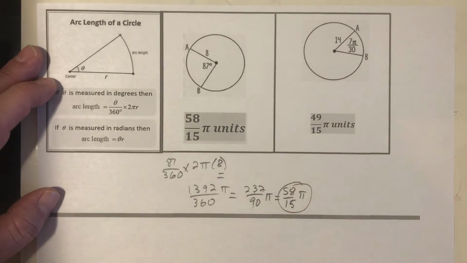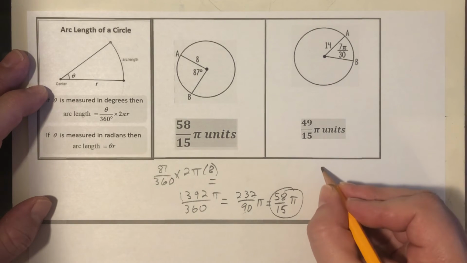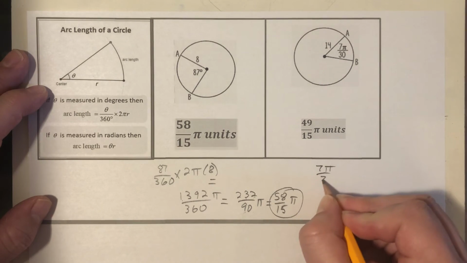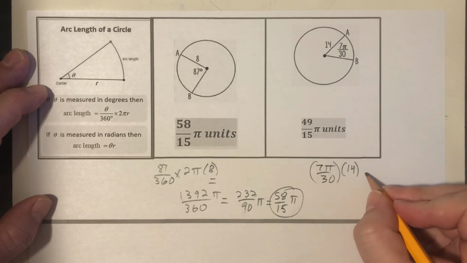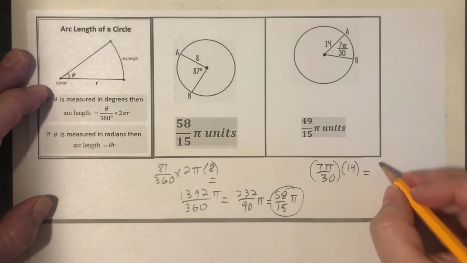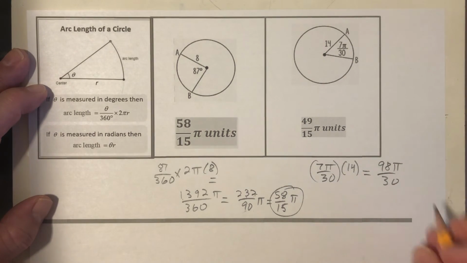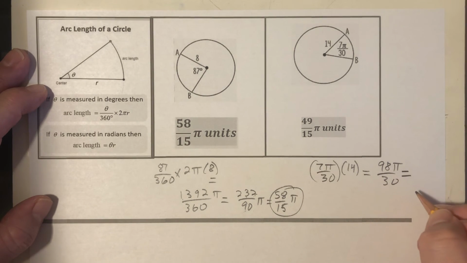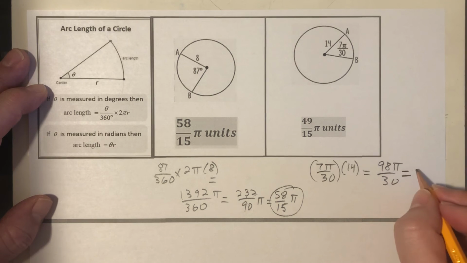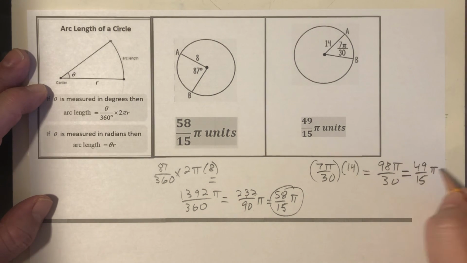Okay. Now, if I look at my next one over here, it's done in radians. So all I've got to do is take the central angle in radians, multiply it by the radius. Okay. So when I multiply that out, that's going to give me 98 pi over 30. And then obviously they're both even, so they're going to end up being divisible by 2. So 98 divided by 2 is 49. 30 divided by 2 is 15. So 49 pi over 15 units. There you go.